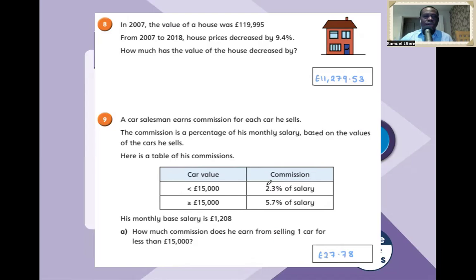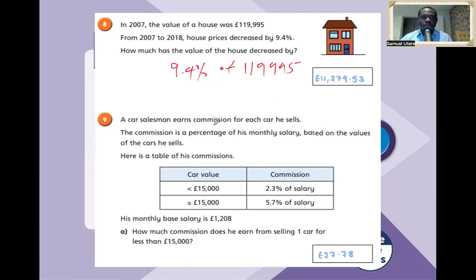So for this one, you have to work out 9.4% of 119,995. When you finish, you subtract whatever you get from this amount, and that will give you that. Okay. So, no, you don't really need to do that. They're not asking you what the new price is. They're just asking you how much has the value of the house decreased by. So you just do 9.4% of that amount.